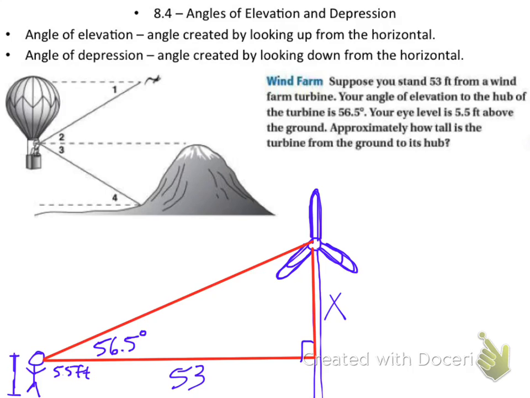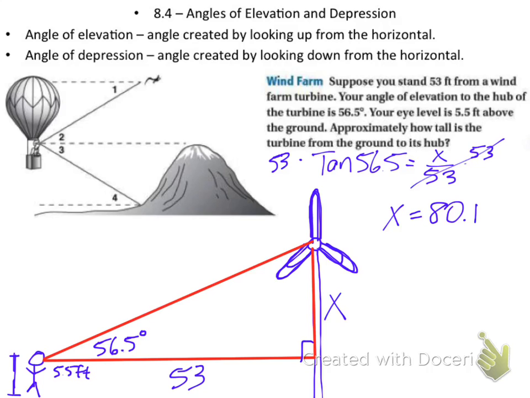So I would use the tangent of 56.5 is equal to x over 53. Then I can multiply both sides by 53. A little dyslexia there. So when I do that, these cancel out. Tangent of 56.5 times 53 gives me 80.1.